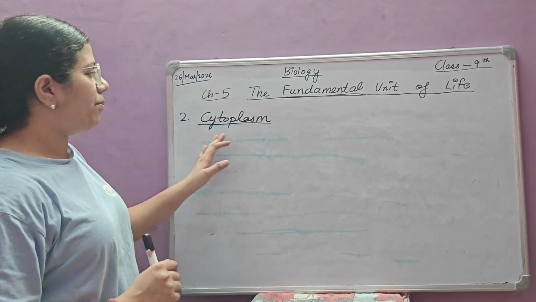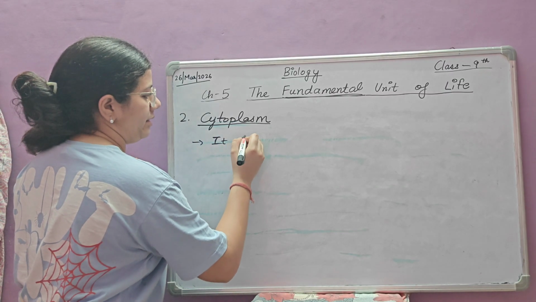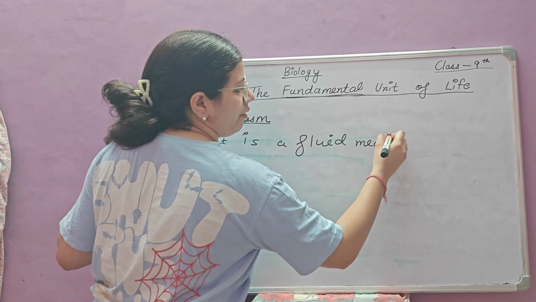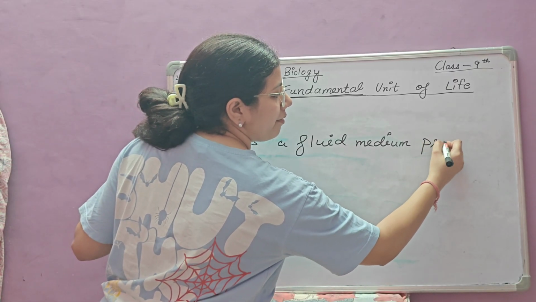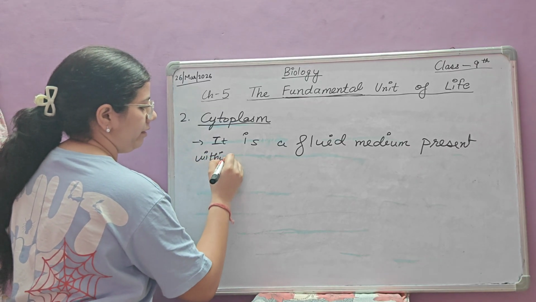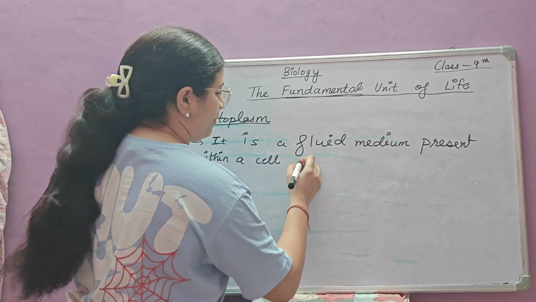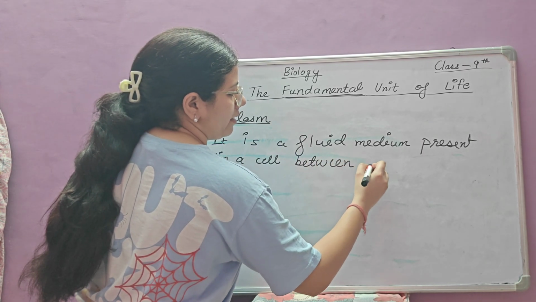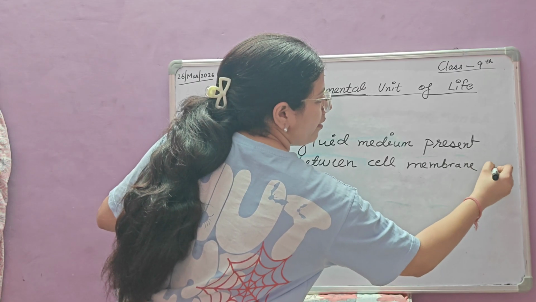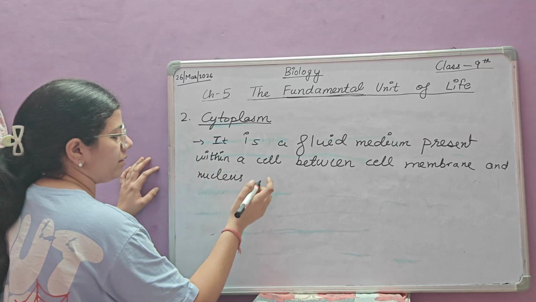So our next most important part of the cell is the cytoplasm. It is a fluid medium present within a cell, between the cell membrane, or we can say the plasma membrane, and the nucleus.